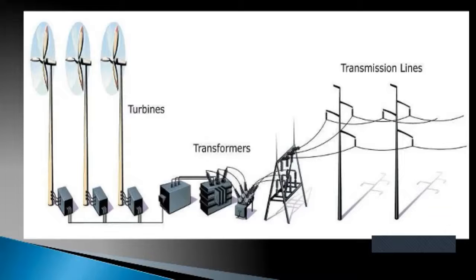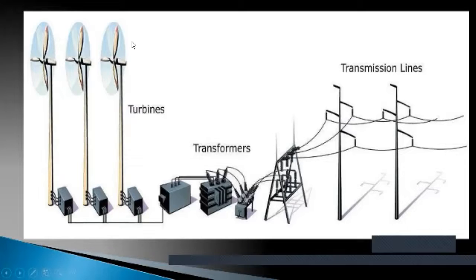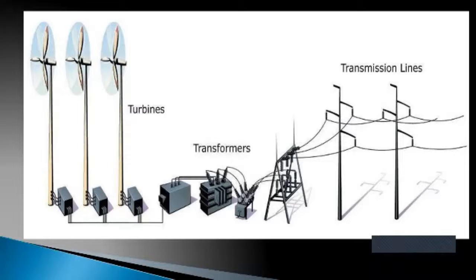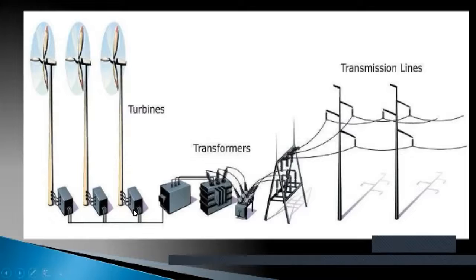These are some representations of the wind energy system. Here is the first turbine. In that, the kinetic energy of wind is converted into mechanical energy, and this mechanical energy is converted into electrical energy, and this electrical energy is in the form of DC supply. And by using a rectifier and alternator, we can convert it.